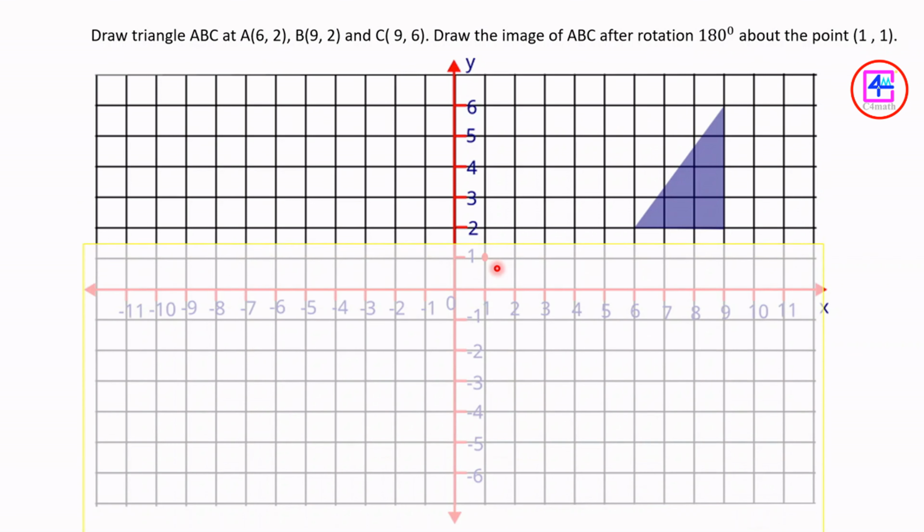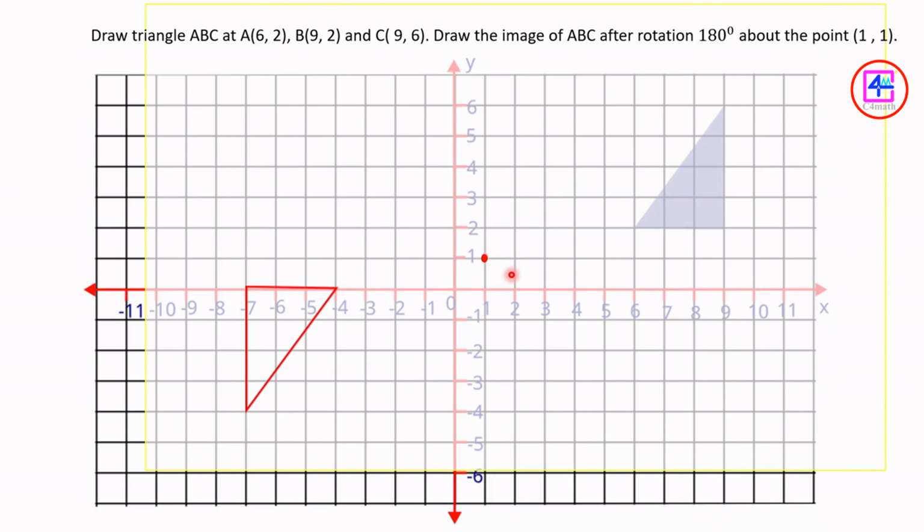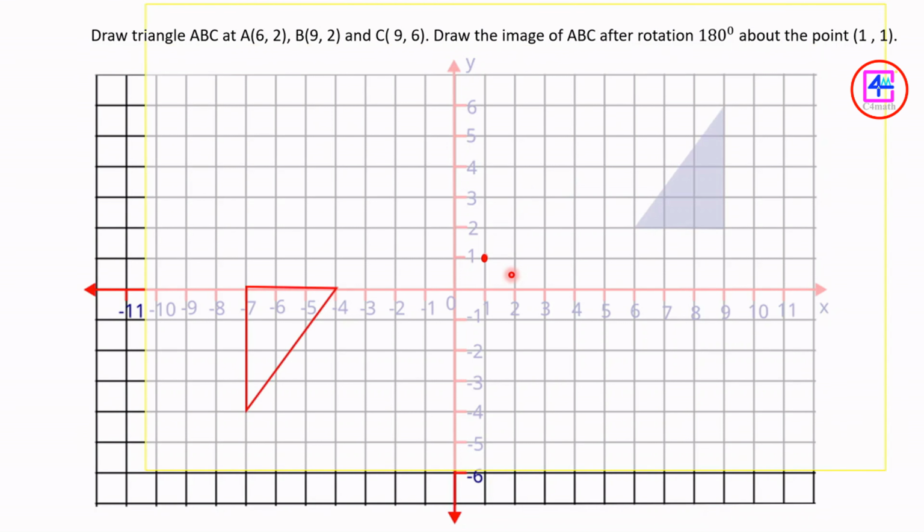Then take the tracing paper. After that, first draw the triangle on the tracing paper and keep the pencil here. Then we can rotate 180-degree. That means 180-degree is two 90-degree turns: first 90, again one more 90-degree. If you rotate, you will get like this. This is the previous one, and if we rotate 180-degree, then it will come like this.